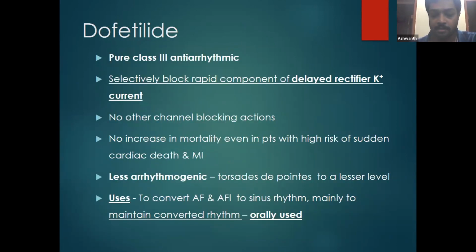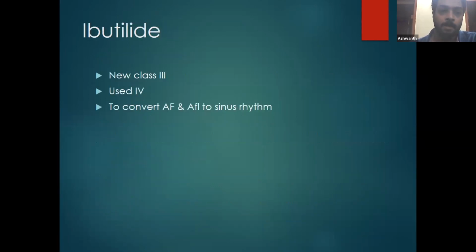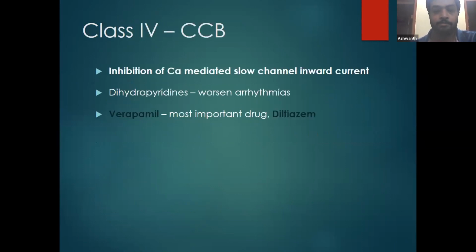Dofetilide is a pure class 3 antiarrhythmic, selectively blocking the rapid component of the delayed rectifier potassium current. No other channel blocking actions are seen with the drug, and there is no increase in mortality even in patients at high risk of sudden cardiac death and MI. Less arrhythmogenic, Torsades de pointes is seen to a lesser extent, and it is used to convert AF and atrial flutter to sinus rhythm, mainly to convert rhythm, and is used orally. Ibutilide is a newer class 3 drug used IV to convert AF and atrial flutter to sinus rhythm.